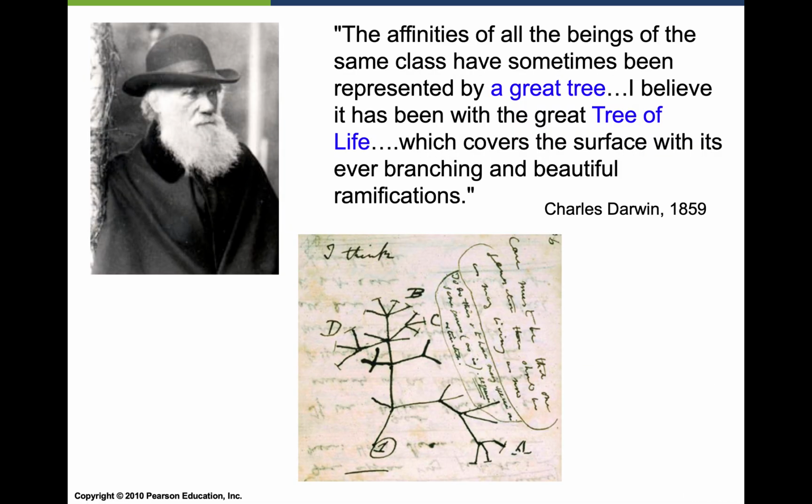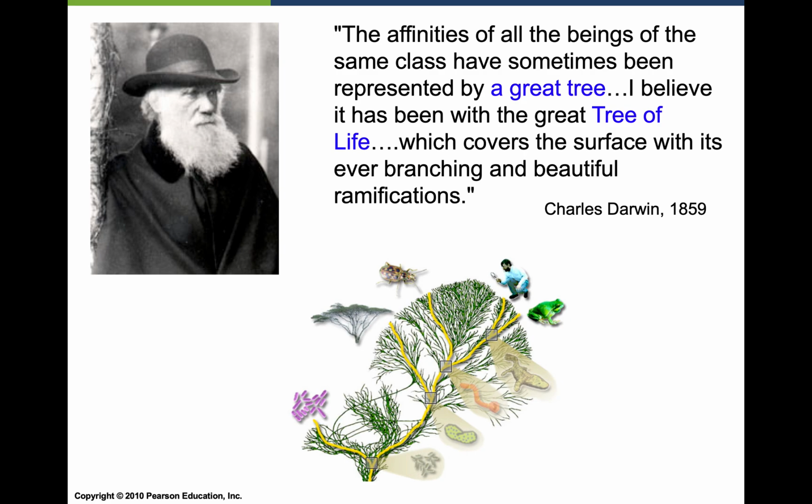Okay, so the affinities of all the beings of the same class have sometimes been represented by a great tree. I believe it has been with the great tree of life, which covers the surface with its ever-branching and beautiful ramifications. So this is Darwin. One of Darwin's major thoughts is that he started to put things together into this tree of life, where he essentially had different branches for different parts of life, but also this idea of common ancestry. And as a result, it's exceptionally important to be able to understand what information trees are conveying.